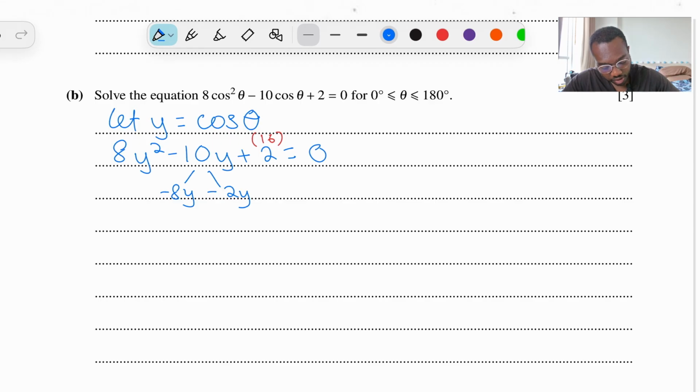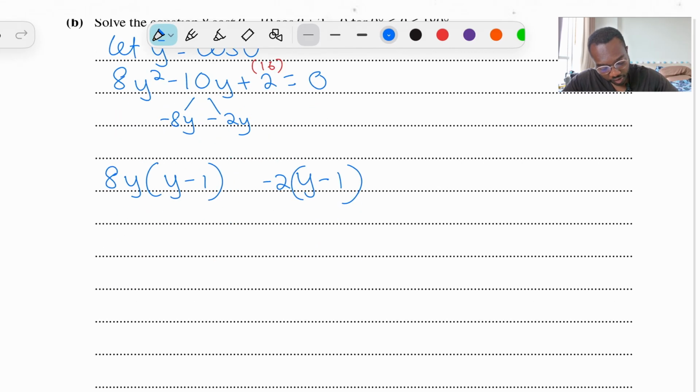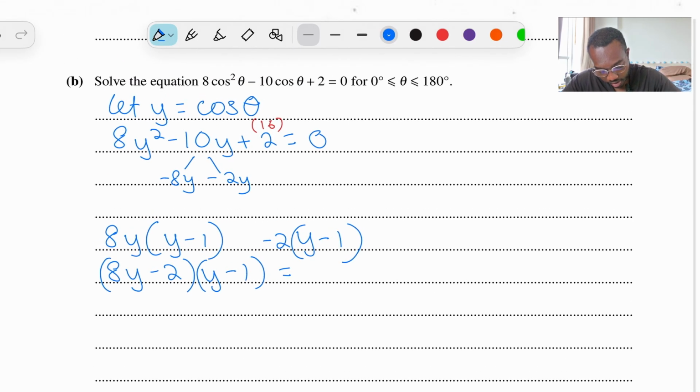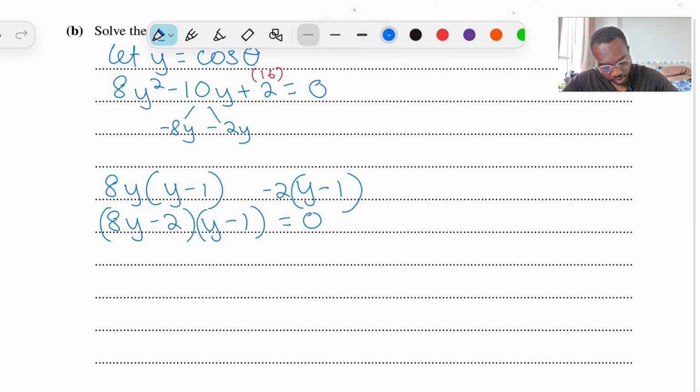I'm going to factorize these two separately now. So I'm going to factorize the 8y squared minus 8y first, which gives me 8y, then y minus 1. So therefore, we should get a y minus 1 over this side. And when I factorize the minus 2y and the 2, that would simply be a minus 2 on the outside. So therefore, when we factorize it, we get 8y minus 2 and y minus 1. That must equal 0. So therefore, we get y as 2 over 8, which is a quarter. So we get y as a quarter. We also get y as 1.